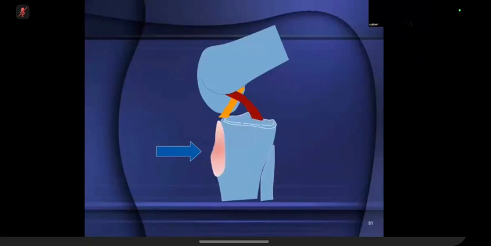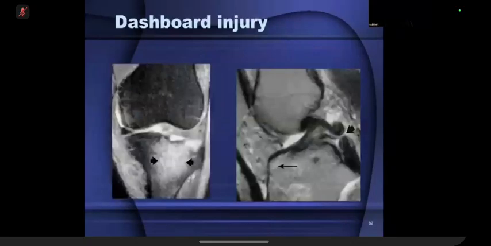PCL injuries are less important as compared to the ACL, but like the ACL, you can get avulsion from the femoral attachment, mid-substance, or tibial attachment. It usually happens with a dashboard injury in which the tibia is pushed backwards, which results in a bone bruising here, the tibia goes back, and you get rupture of the PCL. Mid-substance or tibial avulsion. So combination, again, bone bruising present at the anterior aspect, bone bruising present here, and you've got rupture of the PCL at the back.